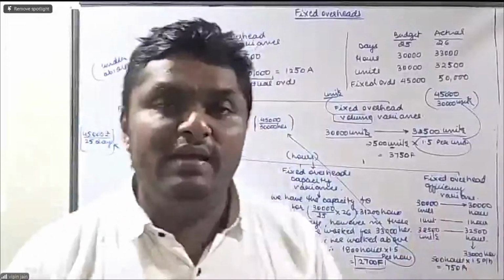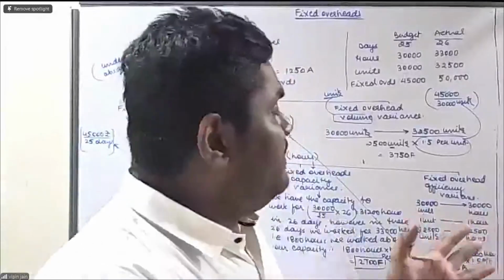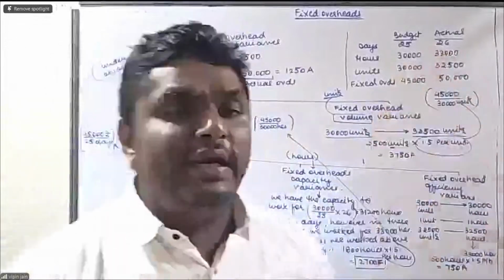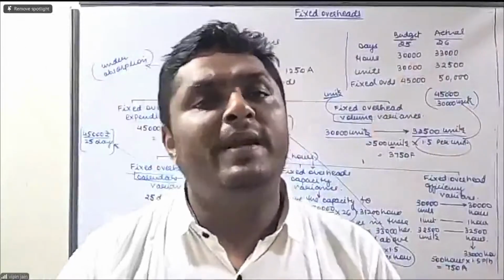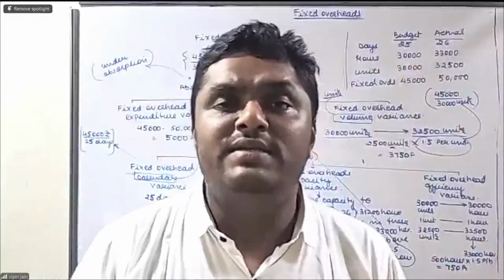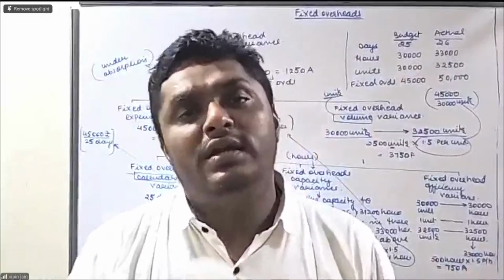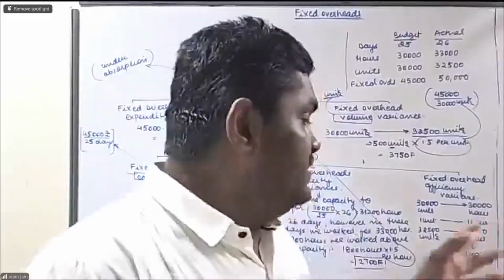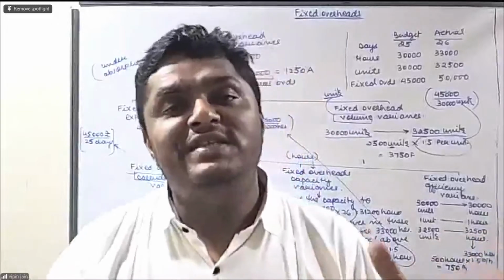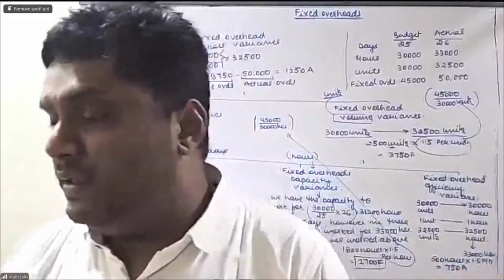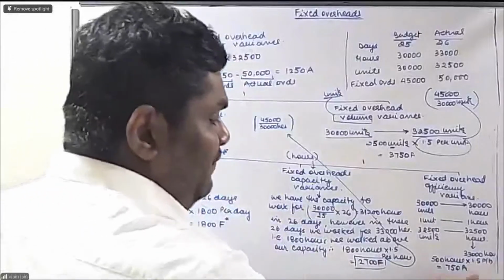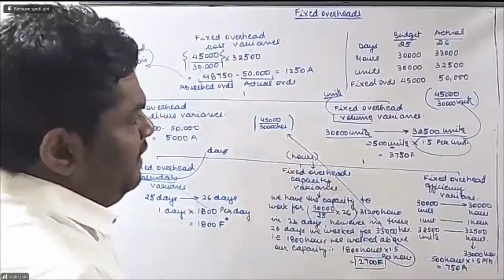Next is efficiency. Efficiency means in how many hours the work should have been done and in how many hours it was actually done. So these 32,500 units should be manufactured in 32,500 hours. But we actually took 33,000 hours. How many hours extra did we use? 500 hours. So these 500 hours are my inefficiency, so we can say it is adverse for the company. 1.5 per hour, see, this is the rate per hour.